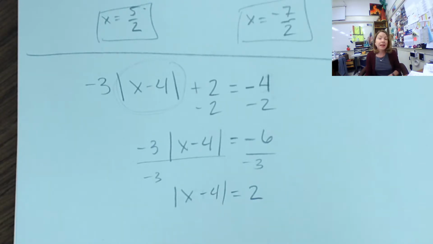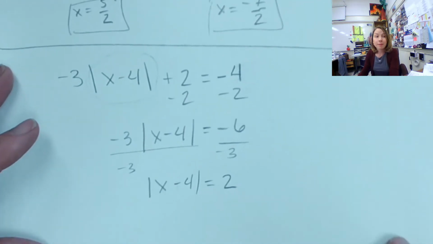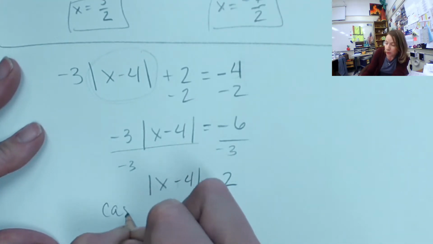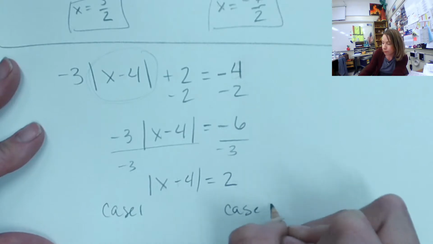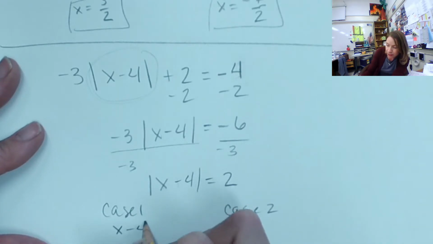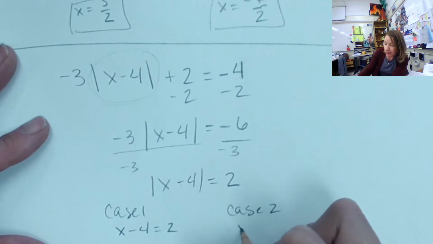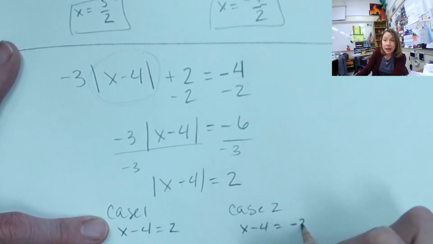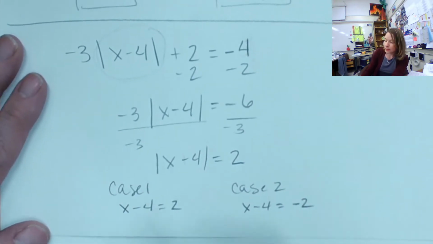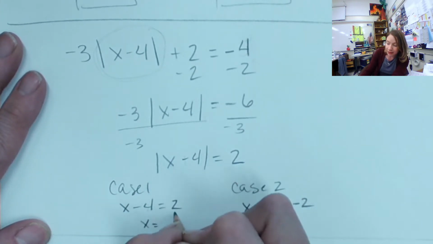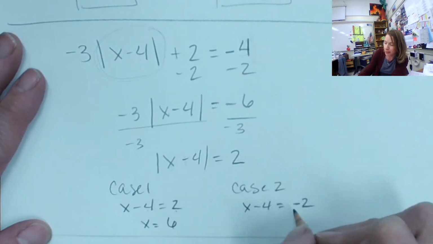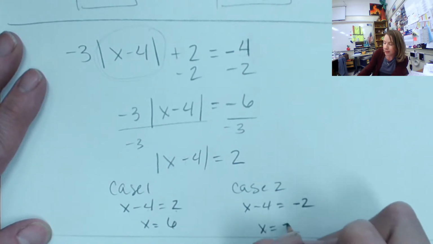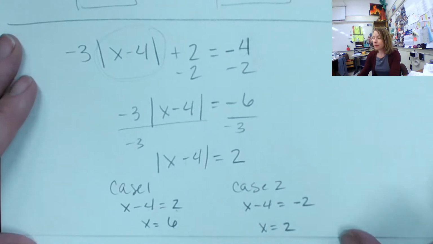So that negative, I can't deal with it yet, but what I can do is set up my 2 cases, right? So I've got case 1 and case 2. Case 1 is x minus 4 is equal to 2. And then case 2, remember, everything stays the same here, but I end up with a negative sign that pops up there. So I've got that x is equal to, adding 4 to both sides, x is equal to 6. Adding 4 to both sides, x is equal to 2. Okay? Let's look at another one before we move on to something slightly different.